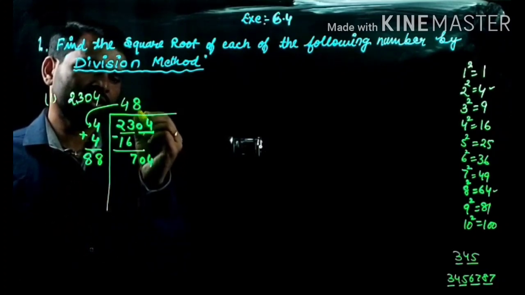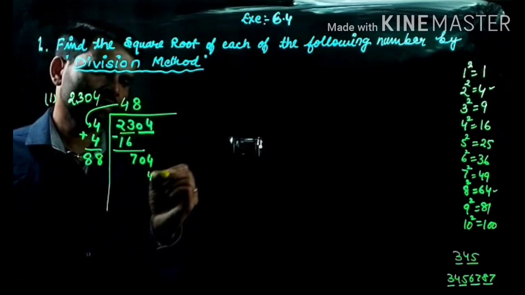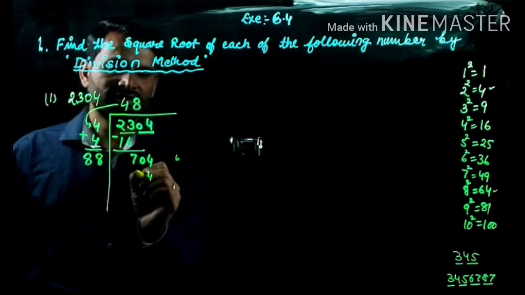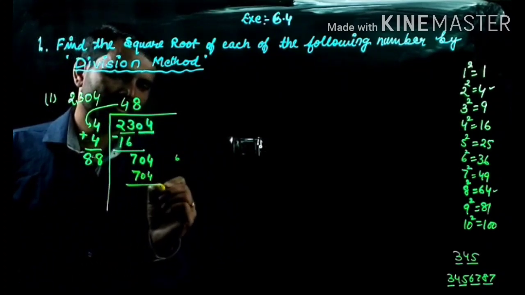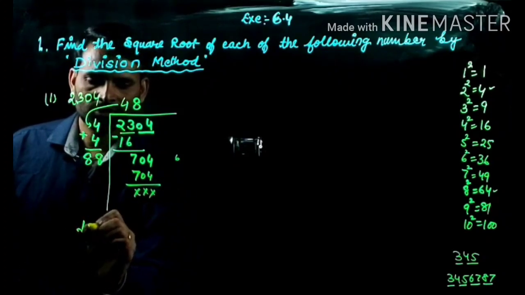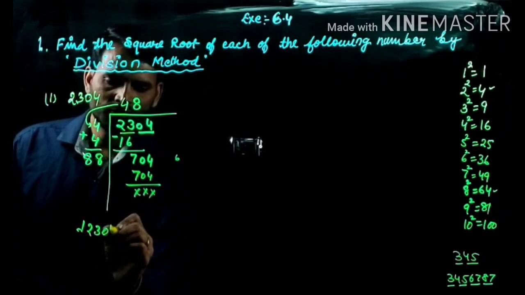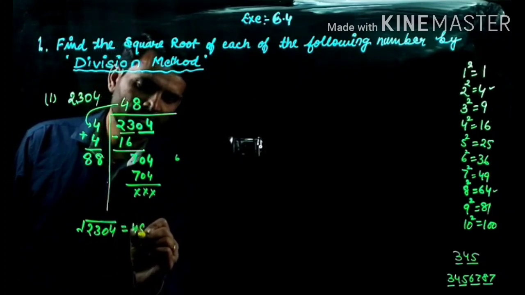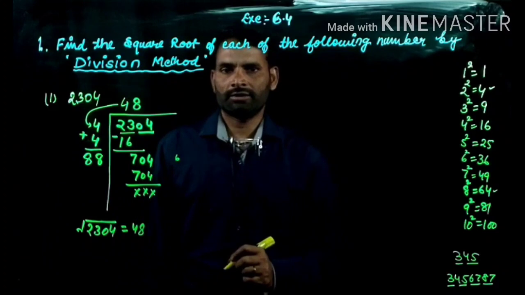Then 8 eights are 64, and 6 carry, and 8 eights are 64 plus 6 is 70. This is the whole division. It means the square root of 2304 by the division method is 48.